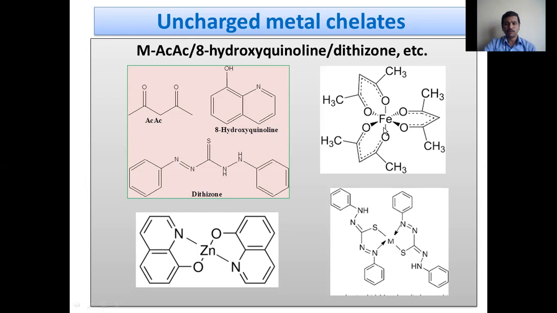Why are chelated forms obtained? Because we have used chelating agents such as acetylacetone, 8-hydroxyquinoline, dithizone, or some other reagents. If you use such chelating agents and extract hydrated metal complexes, we will get uncharged metal chelates. These uncharged metal chelates will be extracted into the organic layer with high efficiency. So what are the equilibrium aspects involved in the extraction of such metal chelates in their uncharged states? We have to understand that in this module.